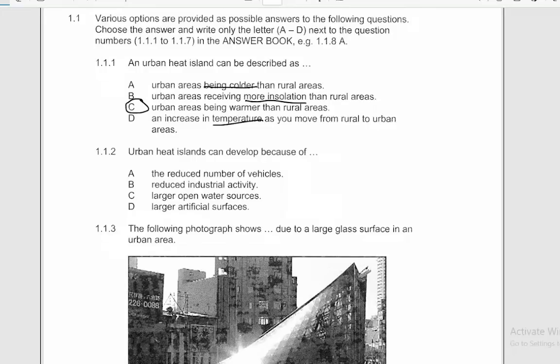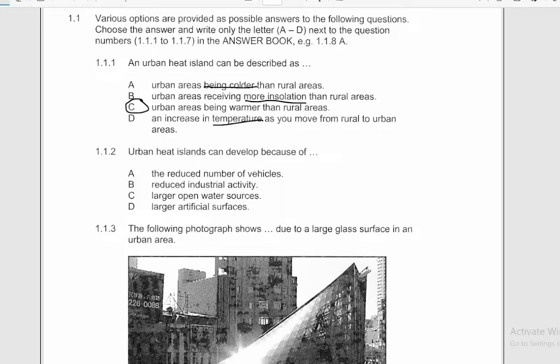Predominantly it is because of built-up surfaces. If you check the surfaces that we have in the urban area, most of them are artificial surfaces, like tarmacs and concrete surfaces, and we have so many buildings within an urban setting. Those artificial surfaces contribute towards the rise of average temperature in an urban area.